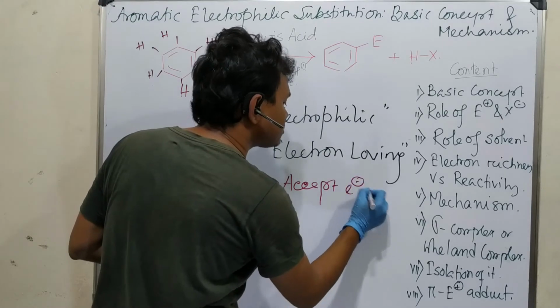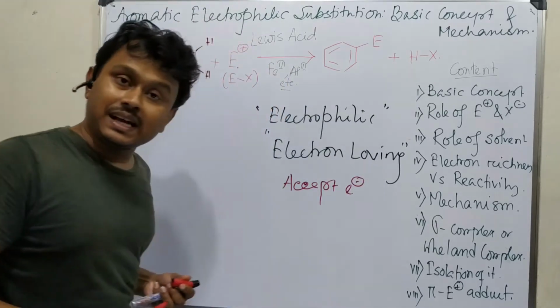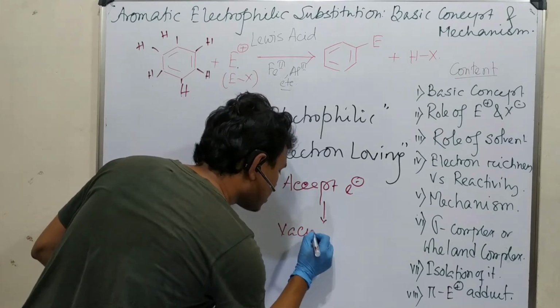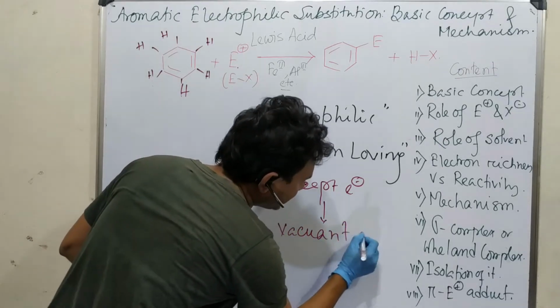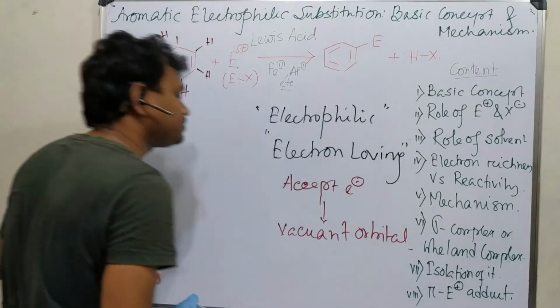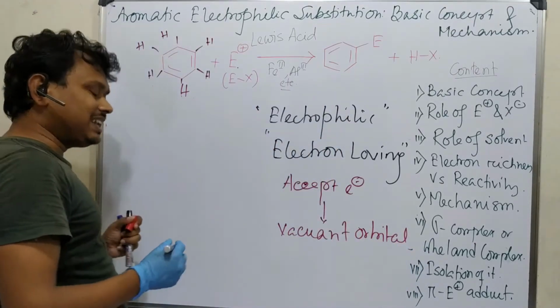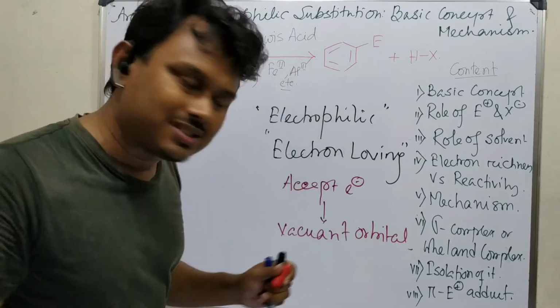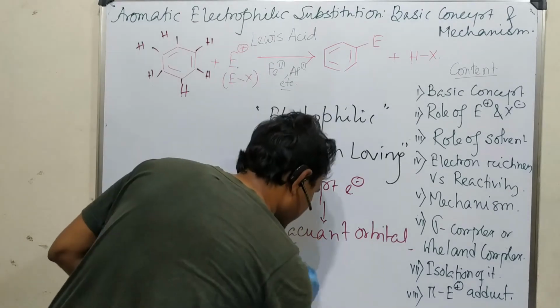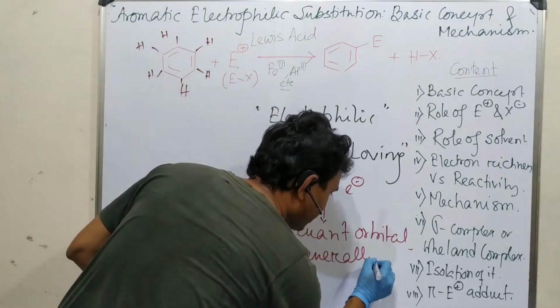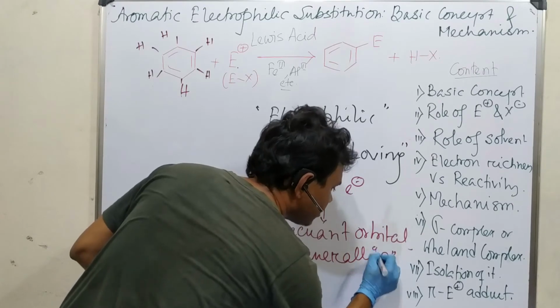Where can it accept electrons? It can accept into a vacant orbital. It should have a vacant orbital to accept electrons. And generally for our organic chemistry, since we are dealing with carbon and nitrogen, generally it is a p orbital, but it may be different from case to case.